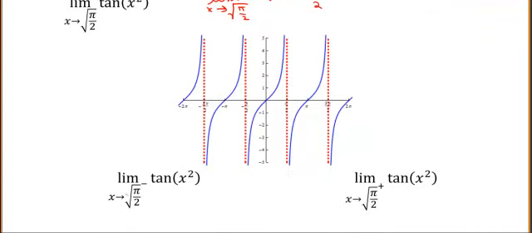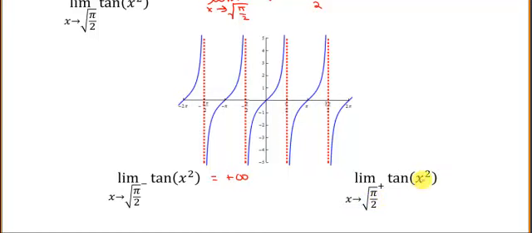Let's consider the limit as x approaches the square root of pi over 2 from the left of tangent of x squared. If x is to the left of the square root of pi over 2, x squared is going to be a little smaller than pi over 2. As we get closer and closer to pi over 2, the tangent is going to get bigger and bigger, so this limit would be infinity.